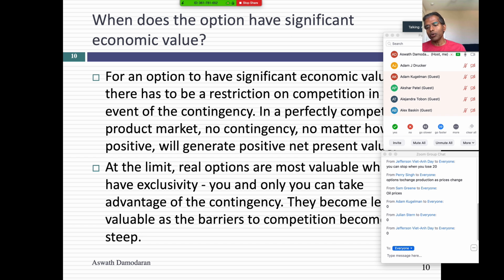So I'm going to introduce a word that to me is key in separating fact from fiction in options. The word is exclusivity. For an option to have value, you and only you should be able to exercise that option. You need to have exclusivity.